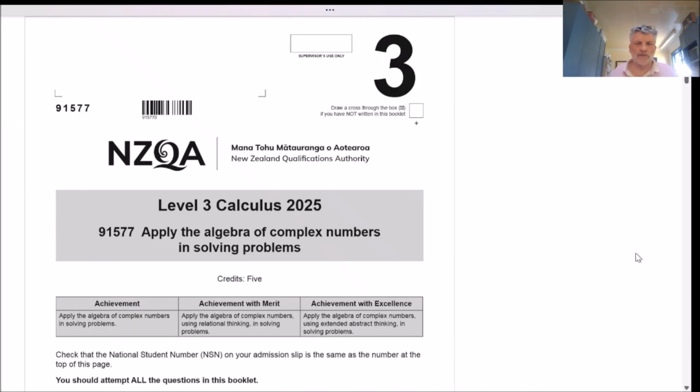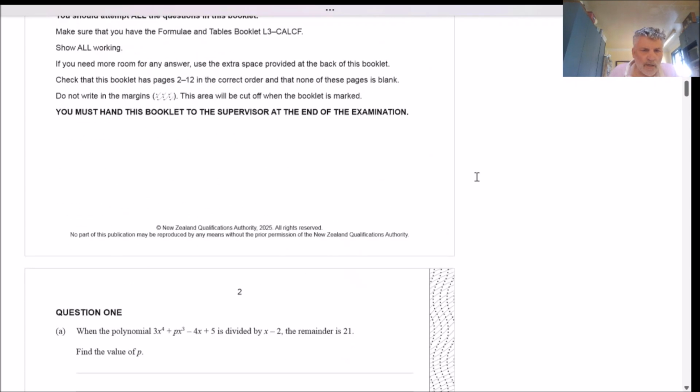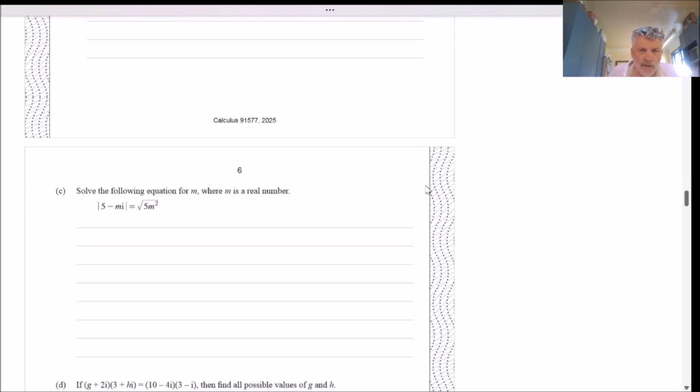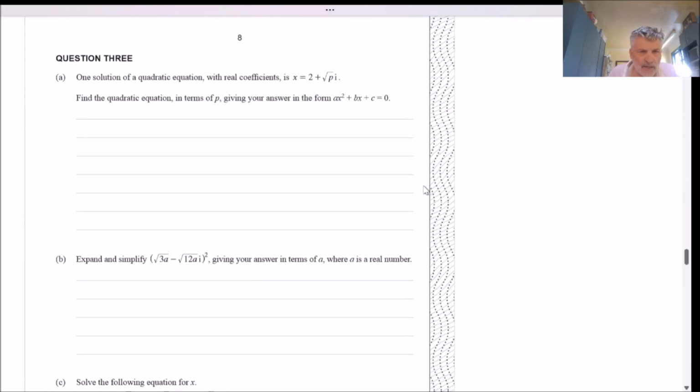Hello, we're going to have a look at the Level 3 Calculus 2025 examination, 91577, apply the algebra of complex numbers to solving problems. I already have a video up for questions 1 and 2, and a supplementary video about one of the parts of question 1. But we'll move on and we'll start with question 3 today.